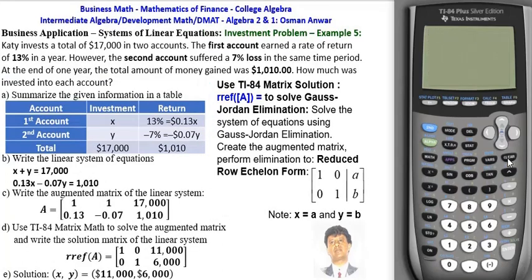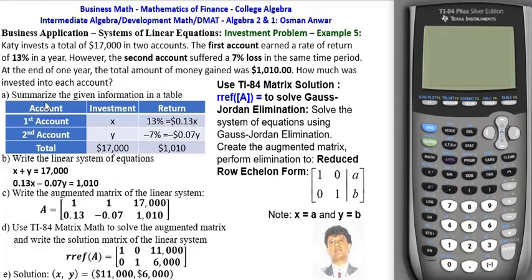This is business application, system of linear equations, investment problem, example 5. Katy invested a total of 17,000 in two accounts. The first account earned 13%. However, the second account suffered a 7% loss in the same period. At the end of the year, the total amount of money gained was 1,010. Okay. How much was invested into each account?